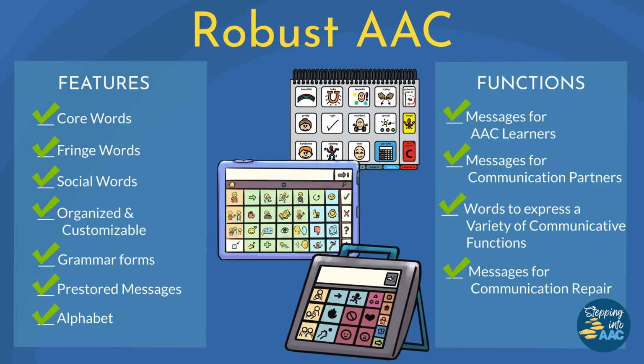Now we have some robust tools. The communication boards provided in this project are from robust systems. While not all features and functions are represented on the single printed page, the full versions of these AAC devices meet the criteria for robust. And while the list is not exhaustive, it does represent many of the most widely available and used tools at the time of this recording.